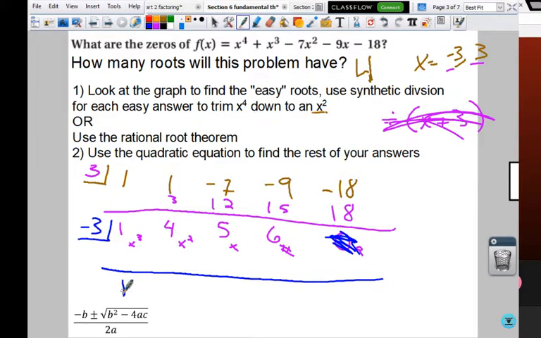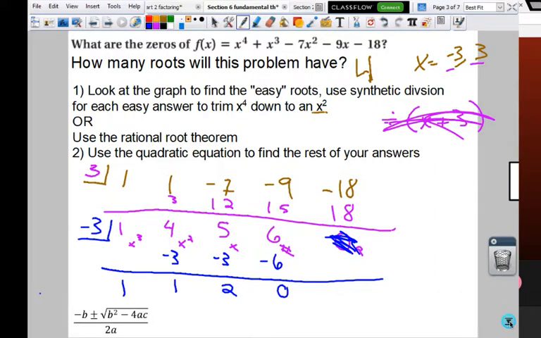1, -3 times 1 is -3. You use the numbers you got from the last one. 2, yep, I'm going to use the numbers I got from my first problem here. -3 times 2 is -6, and then I get 0. That's your quadratic equation, just so you can see it again.